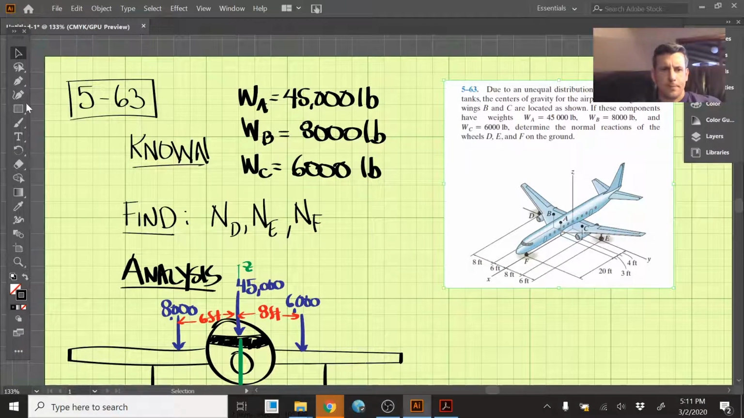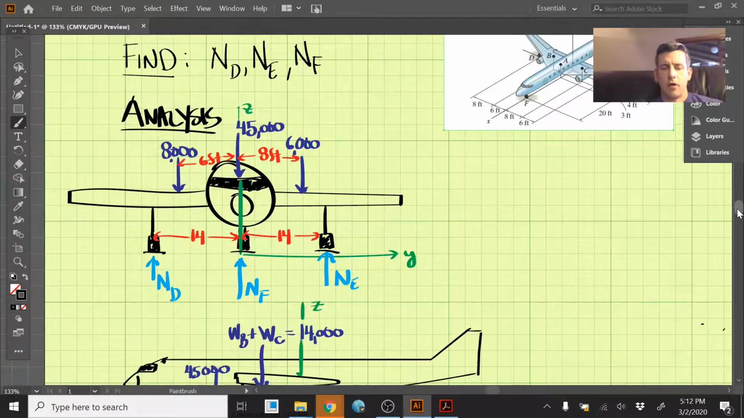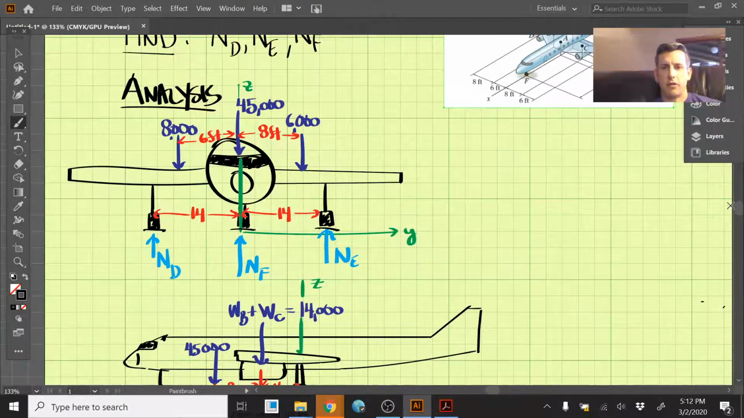I think you could do this problem in i, j, k components, but in this problem, I'm going to break it down using 2D and clockwise, counterclockwise moments. So I've drawn a 2D cross section of the plane looking straight at the nose and labeled the forces. We have the forces on the wings, as well as the force of the fuselage, and the spacing of each one of these forces in terms of feet.